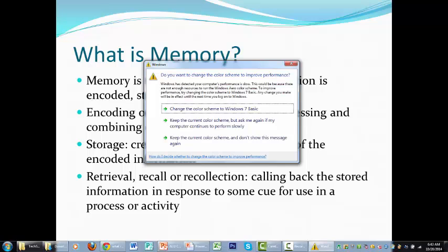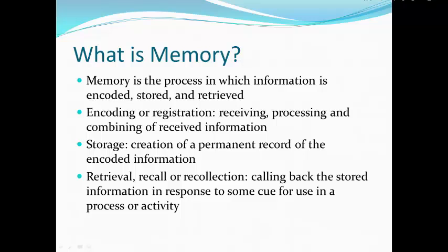What is memory? Memory is the process in which information is encoded, stored, and retrieved. Encoding and registration: receiving, processing, and combining the received information. Storage: the creation of a permanent record of the encoded information. Retrieval, recall, and recollection: calling back the stored information in response to some cue for use in a process or activity.